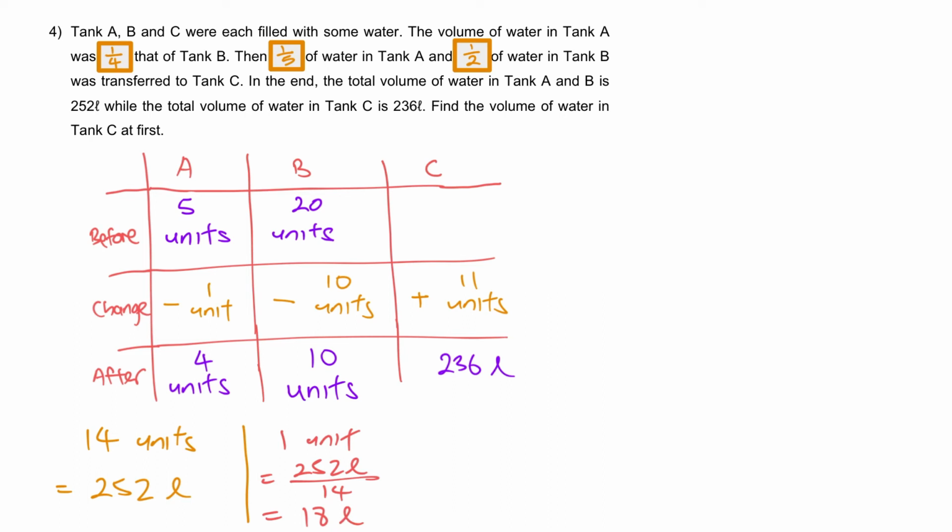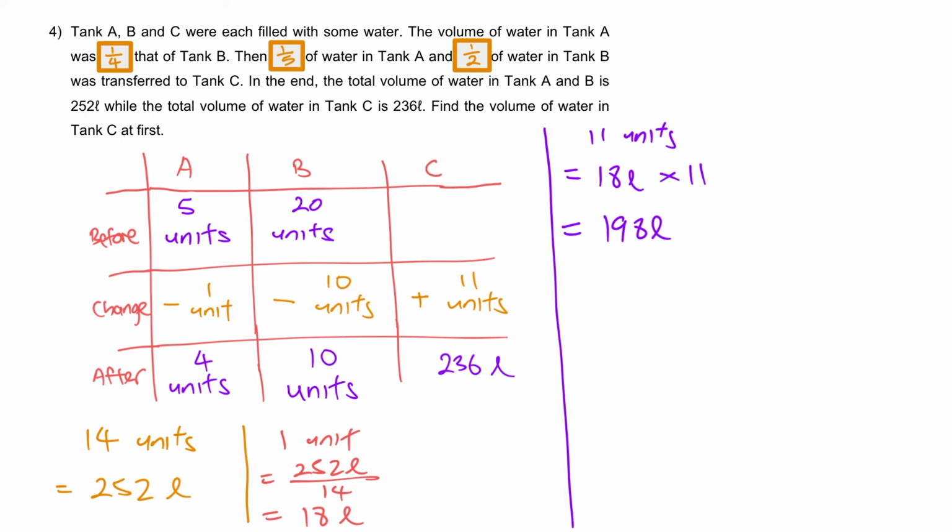Let's find out how much water was added to C. Once we can figure out the value here, we just need to subtract it, working our way backwards to find the answer. So maybe I can write it down here. 11 units will be 18 liters times 11, that is 180 plus 18, 198 liters. This 11 units here, I'm going to replace it with plus 198 liters. To get to the answer, just work our way backwards.